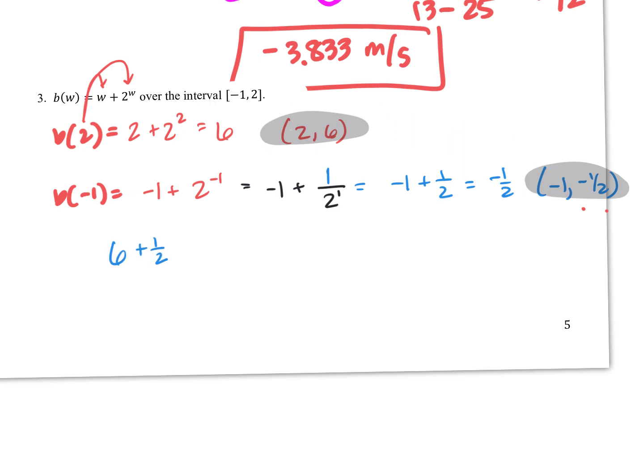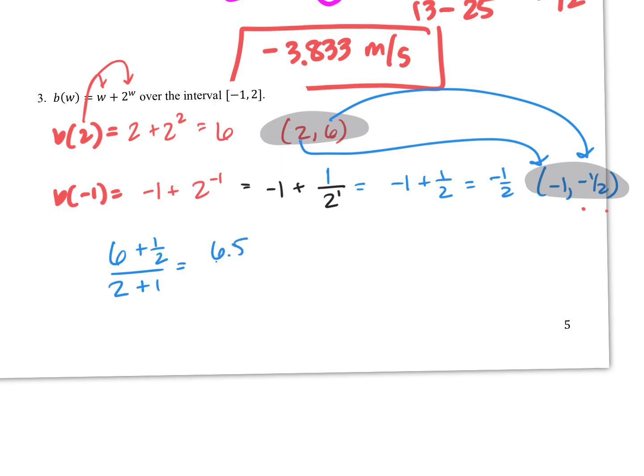Could I just say 6 plus a half? Yeah. Over, if I started with the 6, then I have to just start with the 2 again. 2 plus 1. We down with that? Yeah. What's 6 plus a half? 6.5 over 3. I'm okay if we want to leave it there.